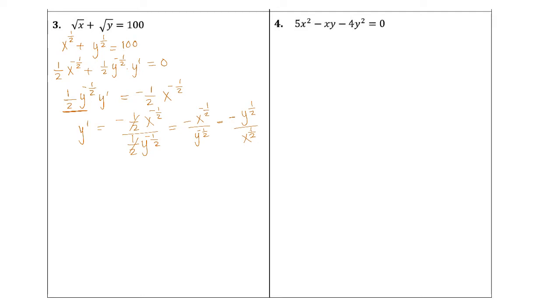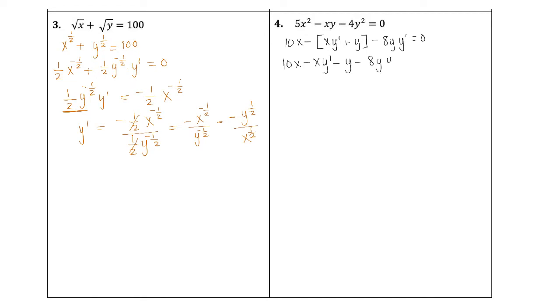All right, moving on to the next problem, more of the same. So the first thing we're going to do here is go through our derivatives. So we have 10x minus, and we need our product rule here. So we have first derivative of the second plus second times derivative of the first minus 8y, y prime equals 0. Now we're going to distribute our negative. So I have negative x, y prime minus y.